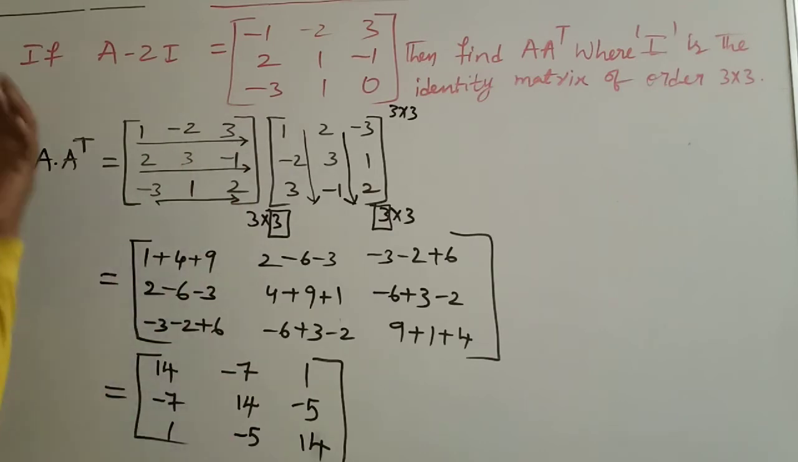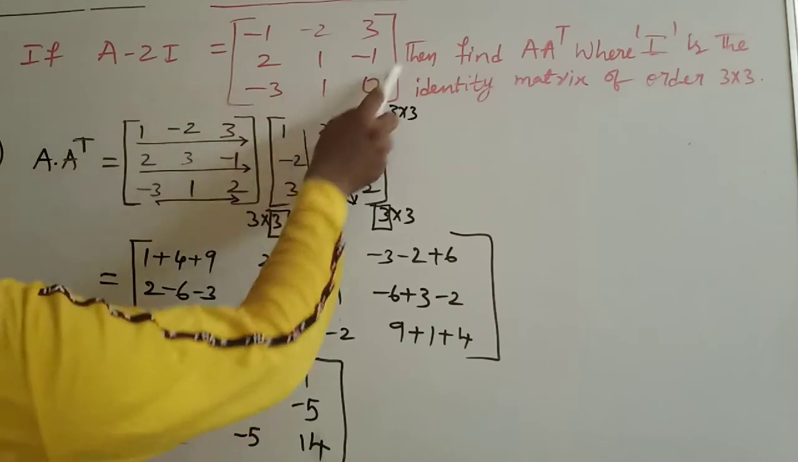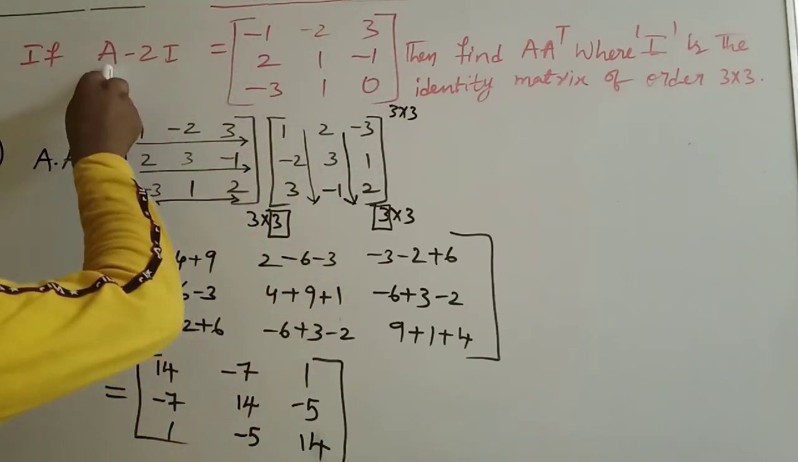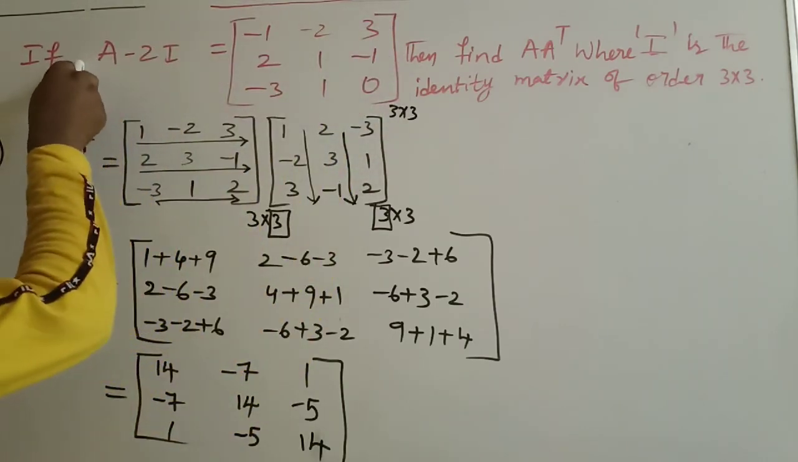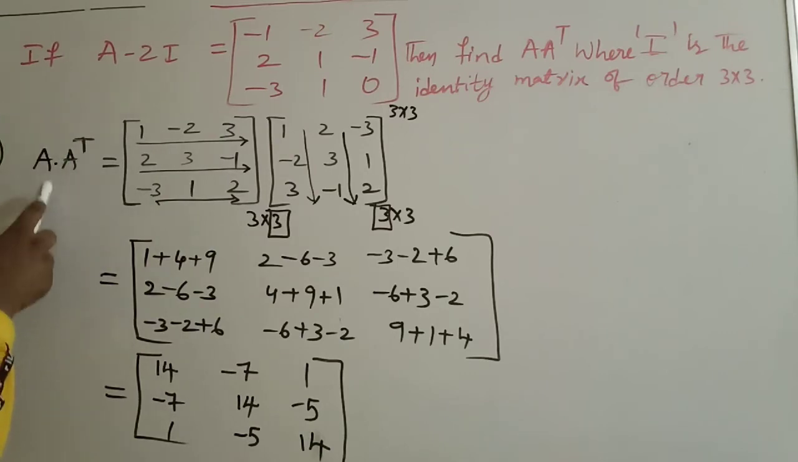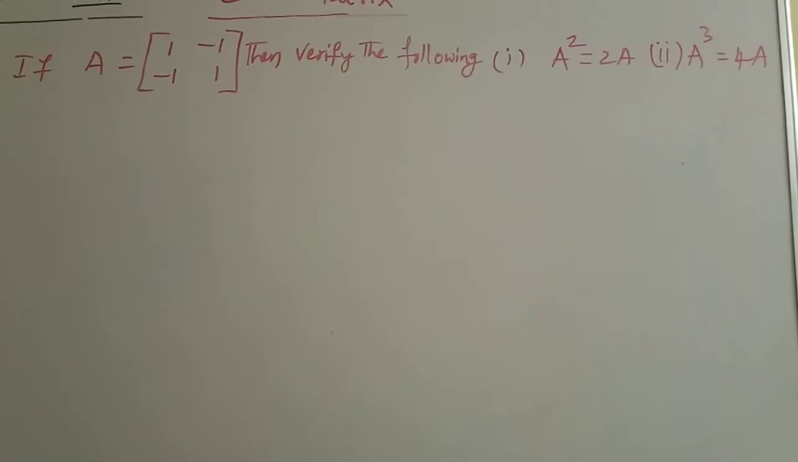How we need to solve it, you already understood now. The first thing we did, we found the A matrix using this one. After finding the A matrix, you found A transpose, and then A is multiplied with A transpose, and you got the answer as this. So this is about your problem number 9. Let's move on to problem number 10.